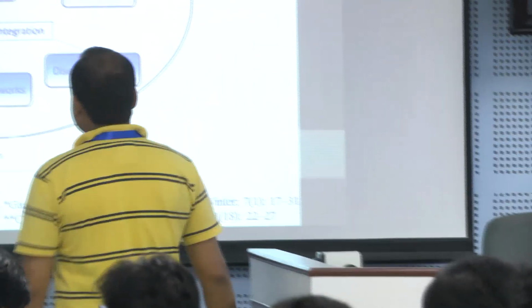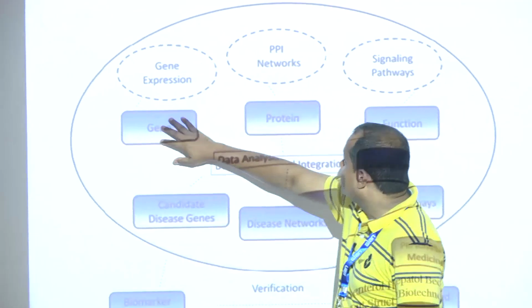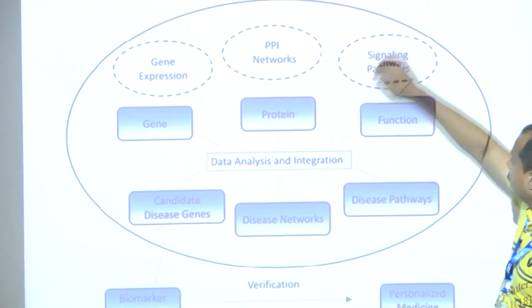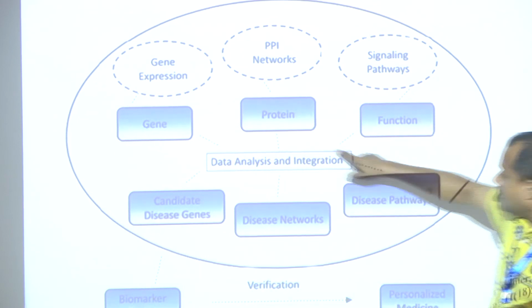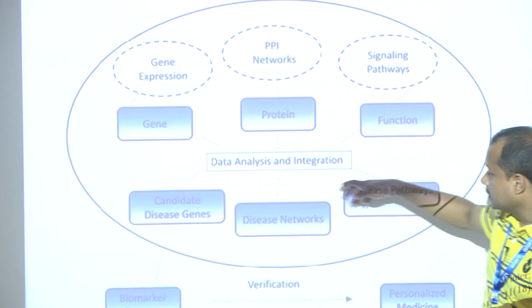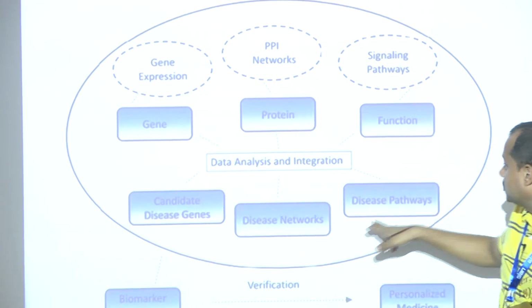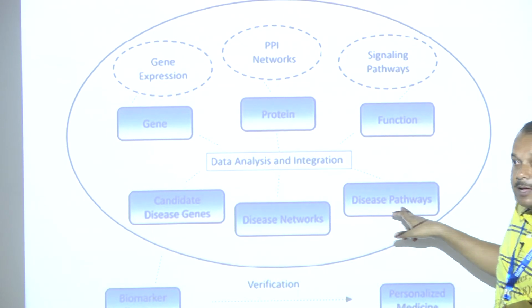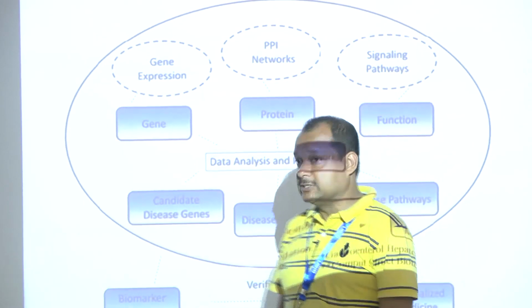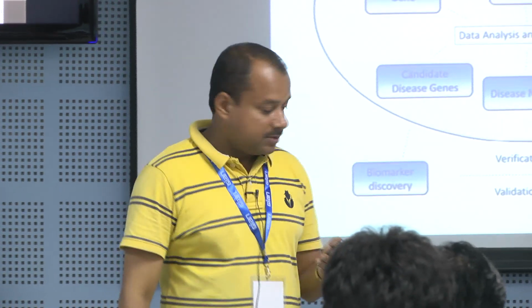They are combining gene expression data, PPI interaction network data, and signaling pathways. After data analysis and integration, candidate disease genes, disease networks and disease pathways are identified, and this helps in biomarker discovery. But after that you definitely have to do some kind of experiment.